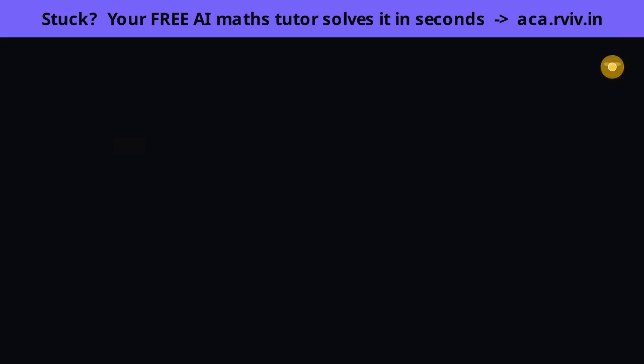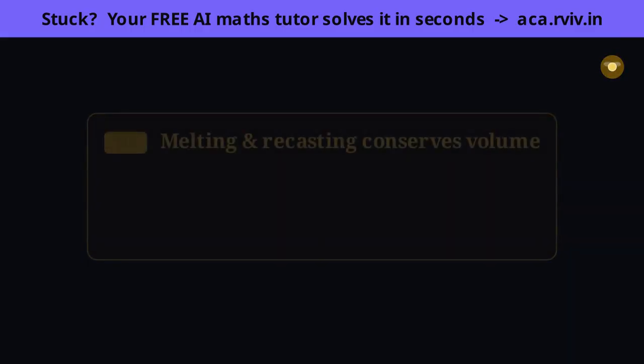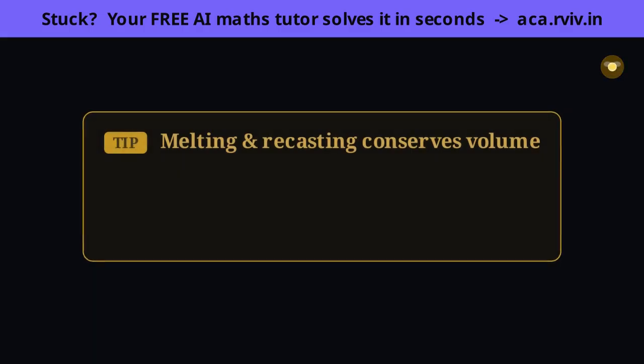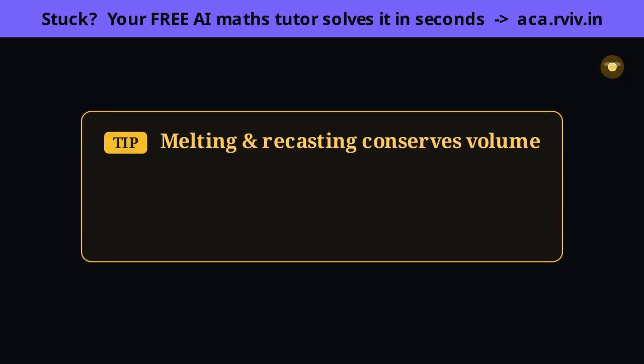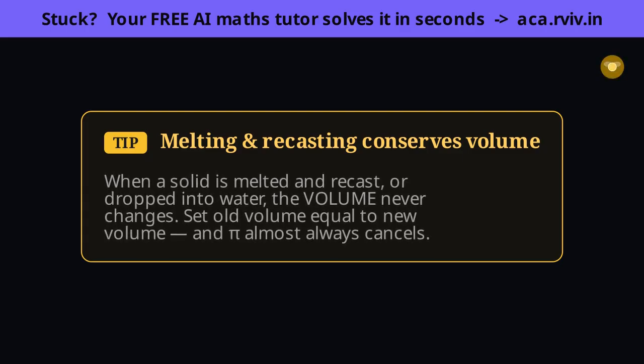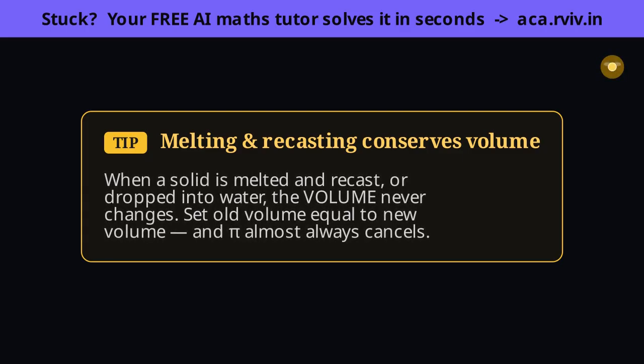For any melt and recast or displacement problem, hang everything on one idea: the volume is conserved. Melting reshapes the metal but never destroys any, and a sunk object pushes out exactly its own volume of water, so in both cases the amount of stuff is unchanged. Set the old volume equal to the new volume and solve. Because both sides carry pi, it cancels almost every time, so leave pi as a symbol and let the numbers stay clean.